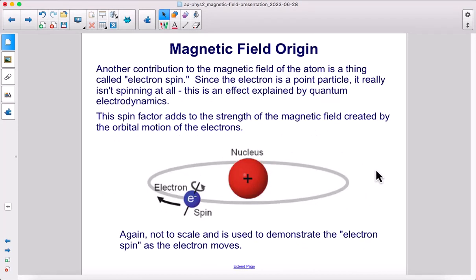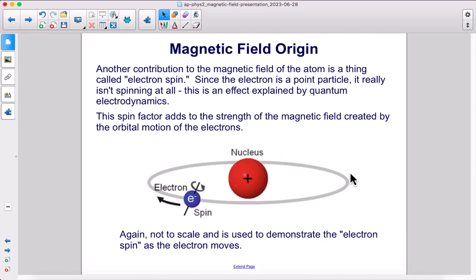Another contribution to the magnetic field of the atom is a thing called electron spin. Since the electron is a point particle, it really isn't spinning at all. This is an effect explained by quantum electrodynamics. This spin factor adds to the strength of the magnetic field created by the orbital motion of the electrons. Again, this picture is not to scale, it's just used to demonstrate the electron spin as the electron is orbiting the nucleus.